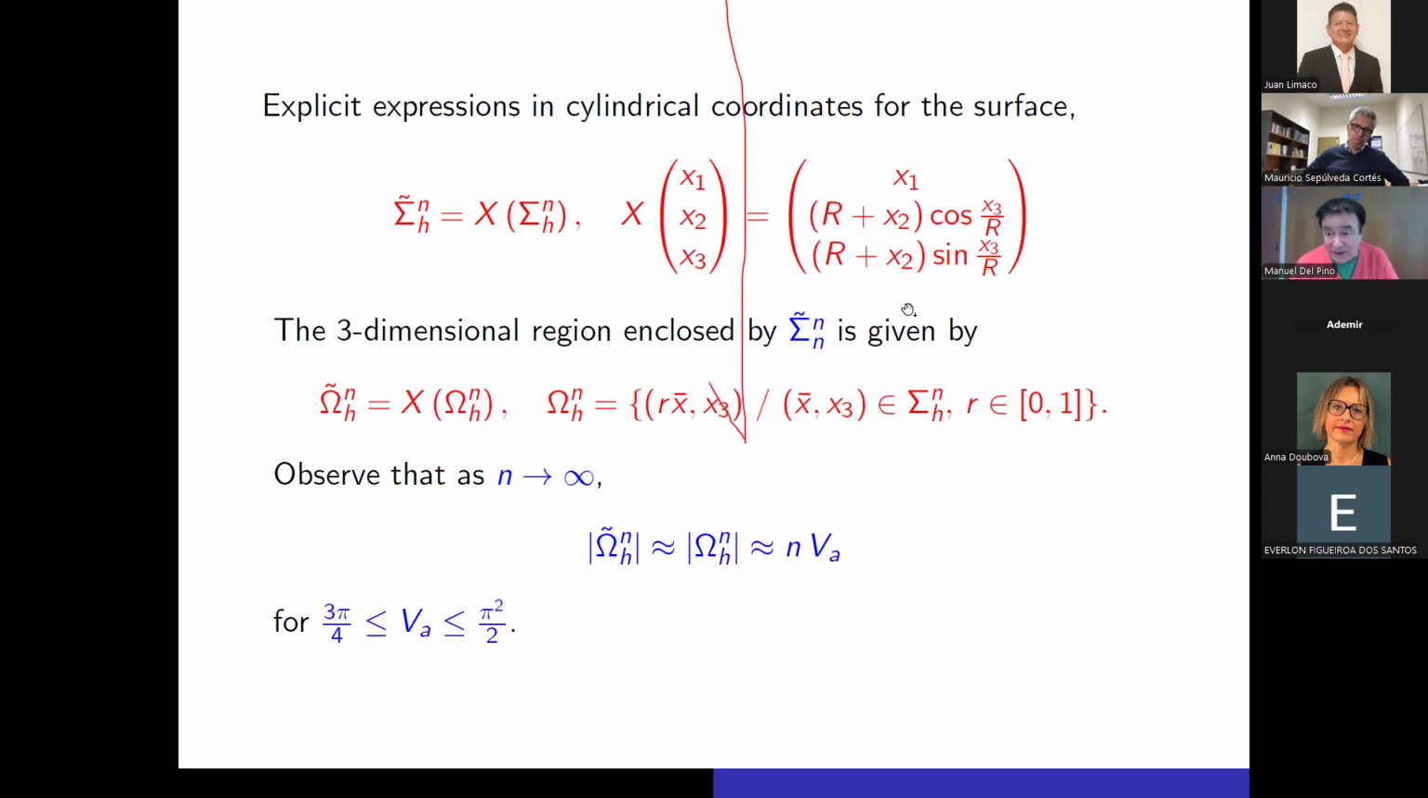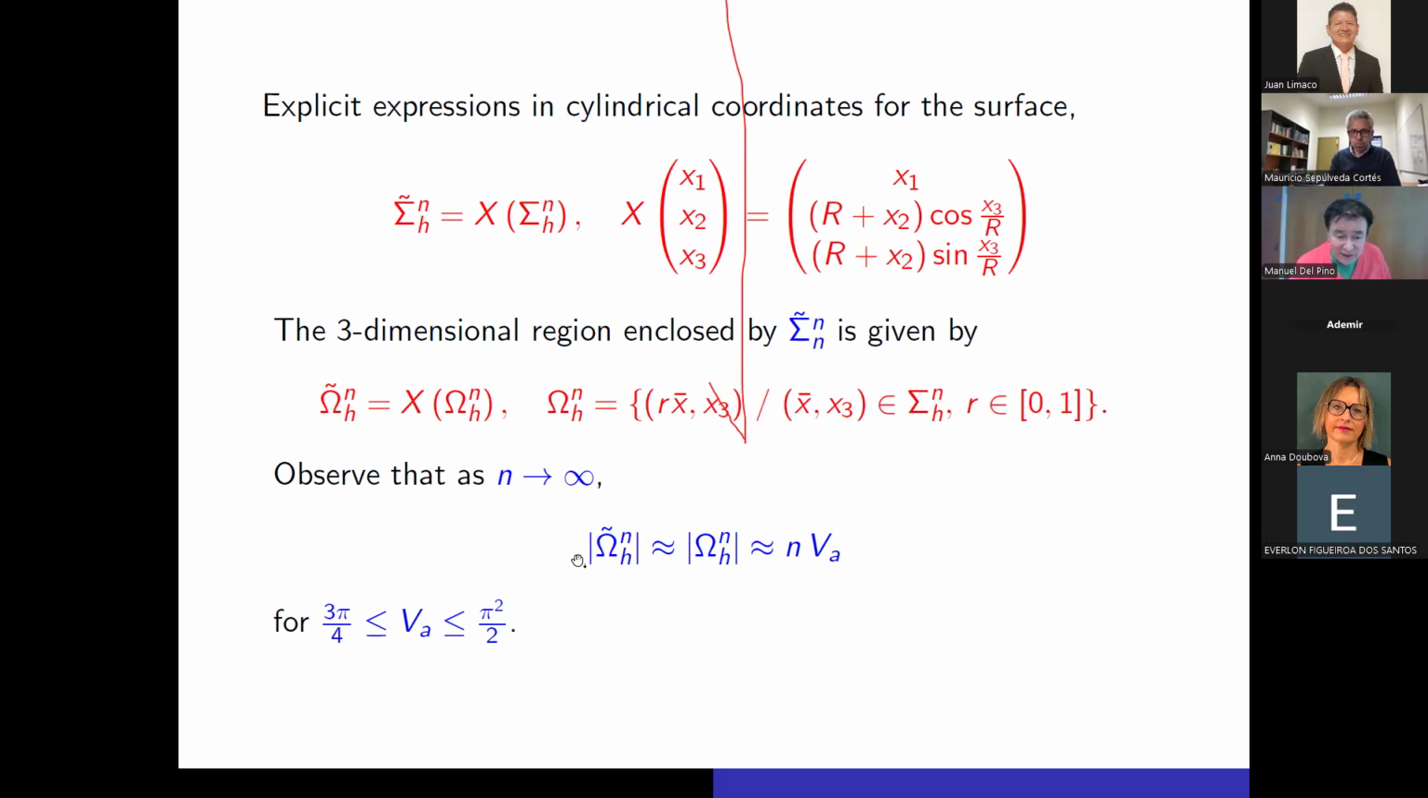Now, if I want to be explicit, I can use cylindrical coordinates. In cylindrical coordinates, the surface that I call Sigma_{n,h} is transformed into another one that I call the same way but with a tilde, which is the image through this map, the cylindrical coordinates, of the original truncated surface. And this is a Delaunay collar with n cells. I call the three-dimensional region enclosed by this Sigma tilde Omega_{n,h} tilde, as I show here.